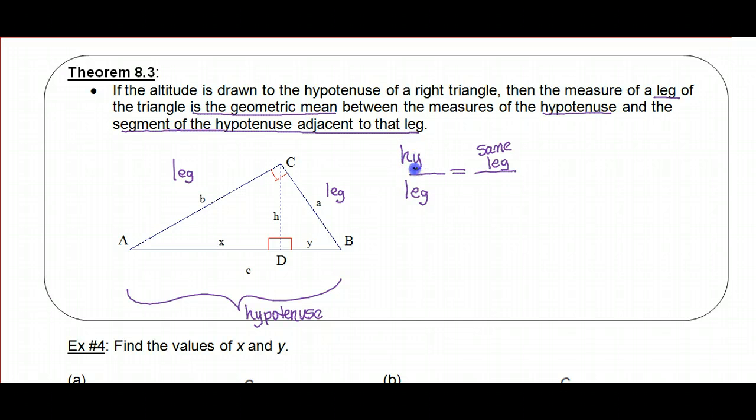So then you're going to take the entire hypotenuse, and then this part is the part of the hypotenuse that's adjacent to the leg.